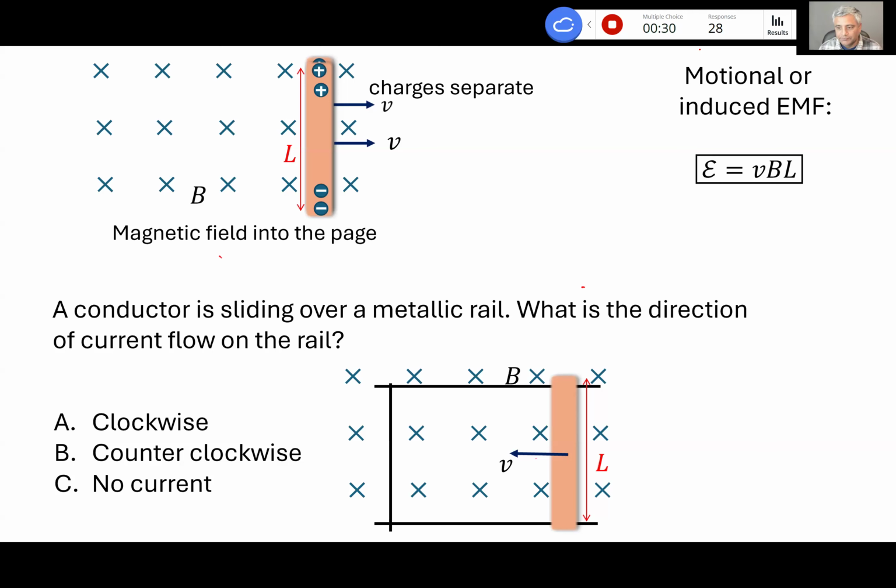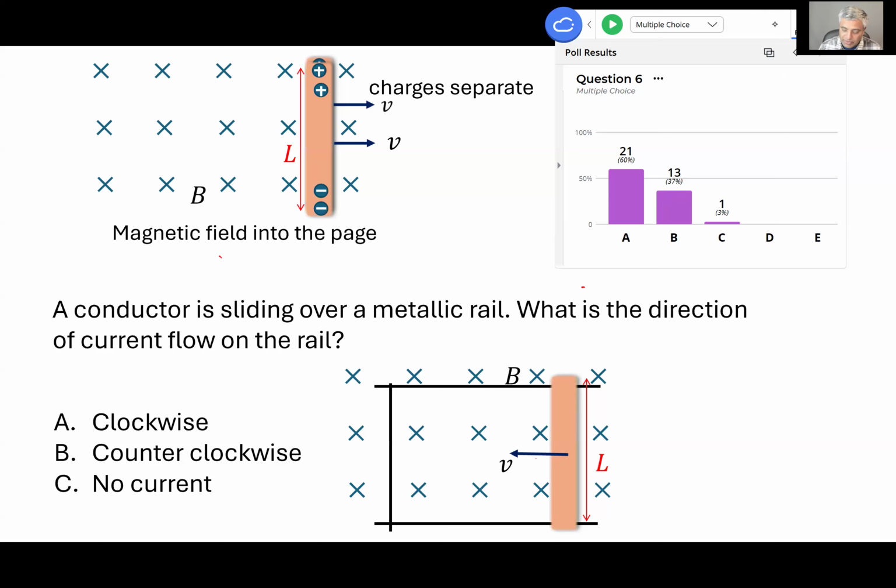Thirty more seconds. And 5 seconds. 5, 4, 3, 2, 1, and it stops. So now let's see what we got. We have A and B, a bit more for A, and there is one C here.